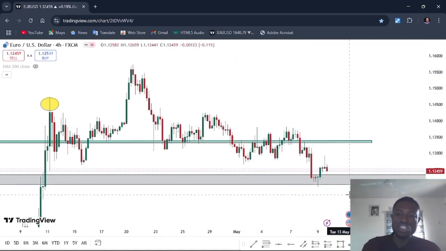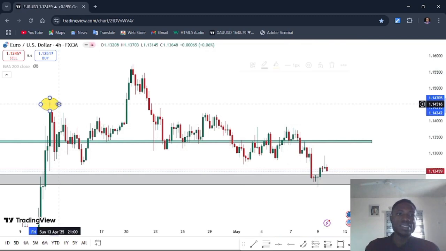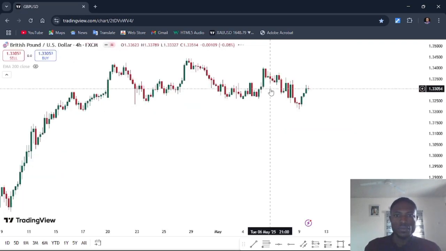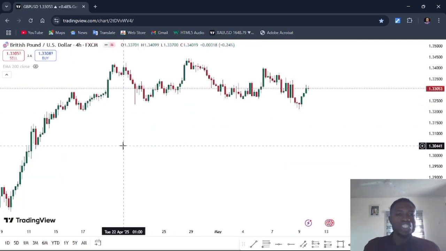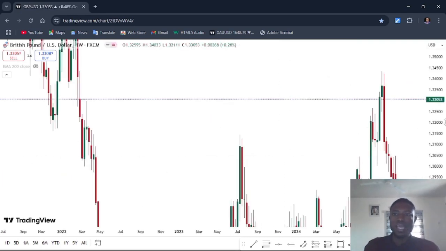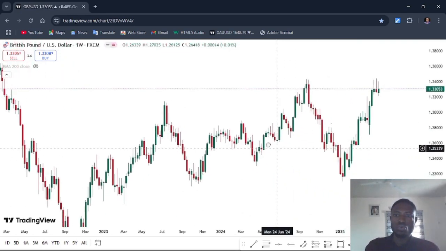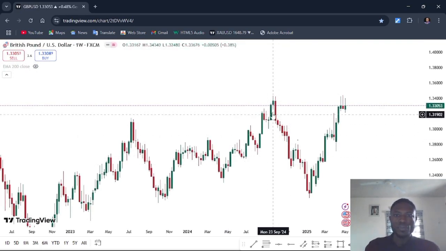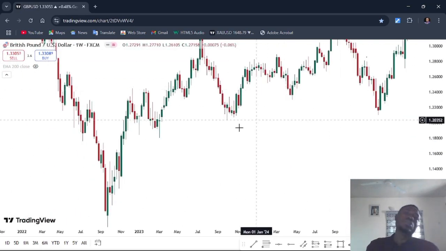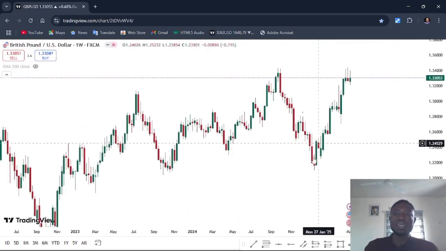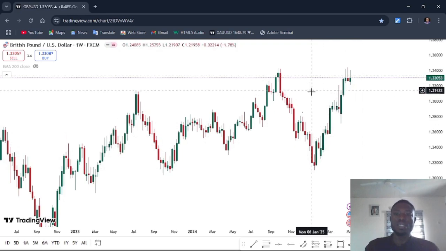Let us look at GBP USD and see what is happening there. Now on GBP USD, going down to the weekly time frame, we can see that GBP USD is also on an uptrend without doubt. A layman can see that GBP USD is on an uptrend.